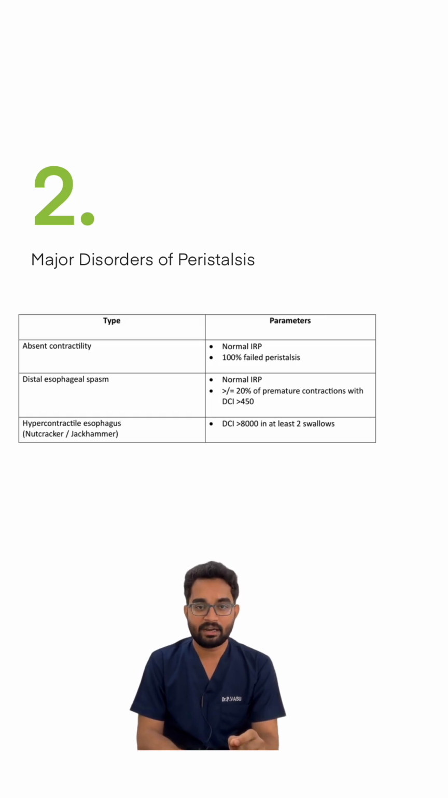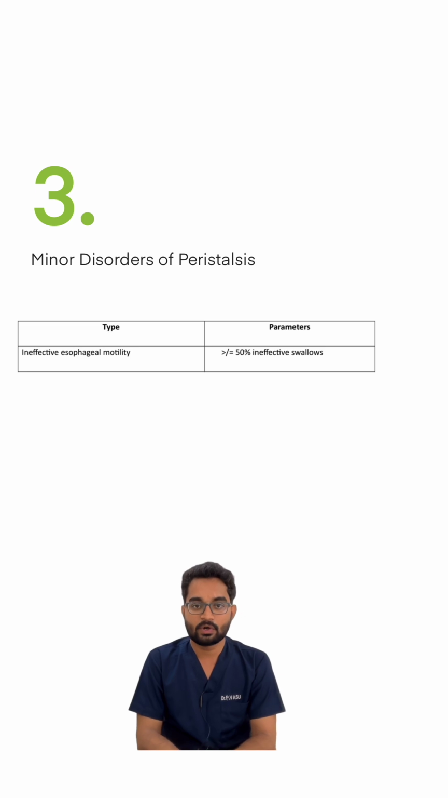And the last in this subcategory is hypercontractile esophagus, also called Nutcracker esophagus or jackhammer esophagus. In this condition, irrespective of the value of the integrated relaxation pressure, irrespective of the condition of the lower esophageal sphincter, if the distal contractile integral is more than 8000 in 2 or more readings, that is diagnostic of hypercontractile esophagus.